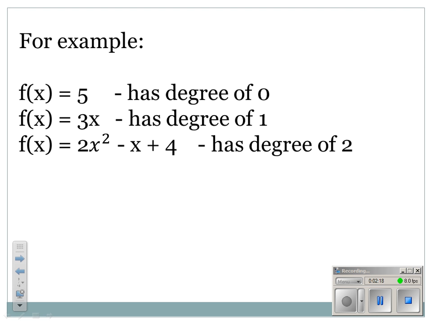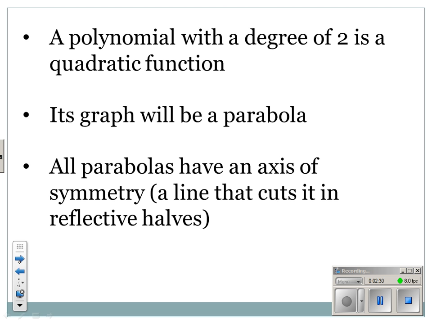The second function, f of x is equal to 3x, is going to have a degree of 1. The third function, you can see that the highest power in that function is a 2, so it has a degree of 2, and it would go on for higher numbers as well. A polynomial with a degree of 2, like we were talking about earlier, is called a quadratic function. The graph will be a parabola.